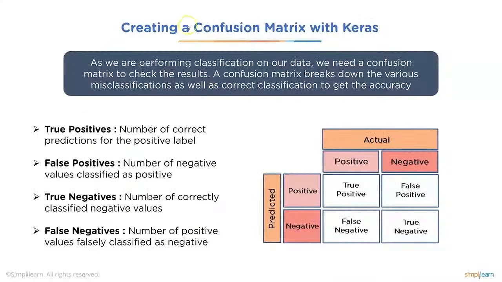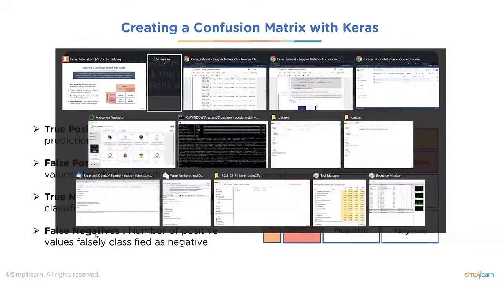And then you saw we created a confusion matrix with Keras. As we are performing classifications on our data, we need a confusion matrix to check the results. A confusion matrix breaks down the various misclassifications as well as correct classifications to get the accuracy. And so you can see here, this is what we did with the true positive, true negative, false negative. And that is what we went over.